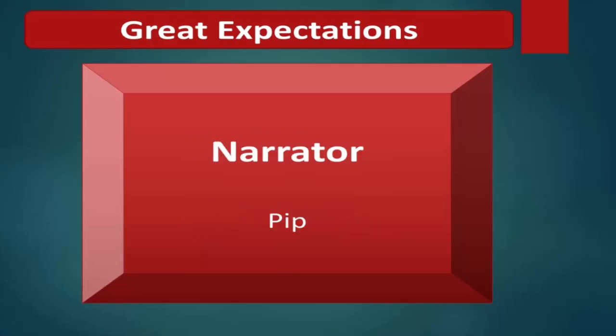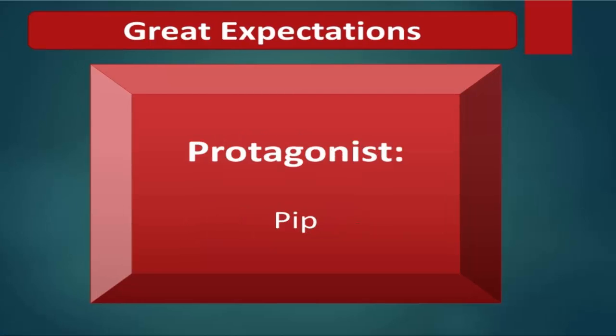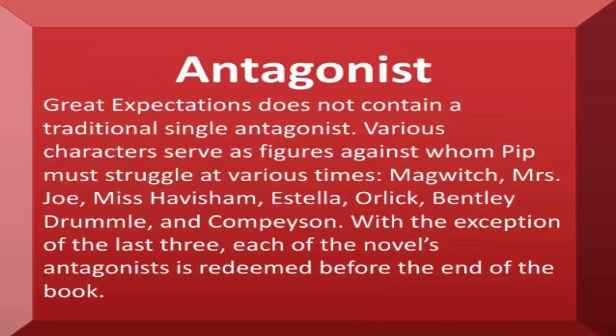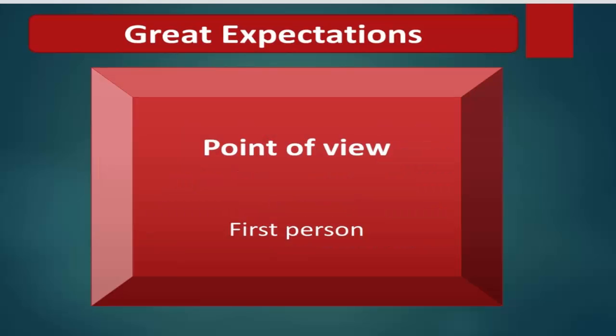Narrator: Pip, the main character. Protagonist: again, it's Pip. Antagonist: Great Expectations does not contain a traditional single antagonist. Various characters serve as figures against whom Pip must struggle at various times: Magwitch, Mrs. Joe, Miss Havisham, Estella, Orlick, Bentley Drummle, and Compeyson. With the exception of the last three, each of the novel's antagonists is redeemed before the end of the book. Point of view: the first person.